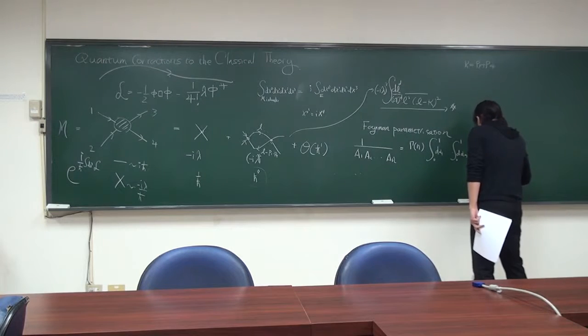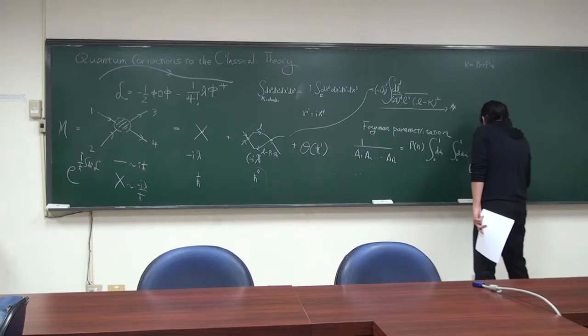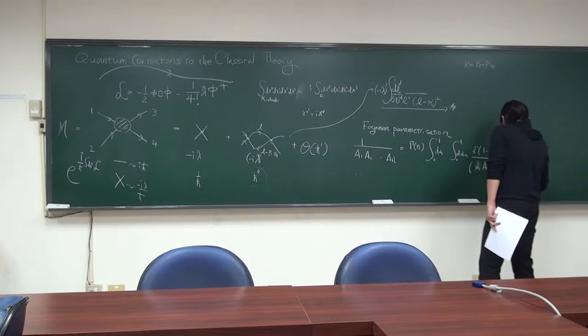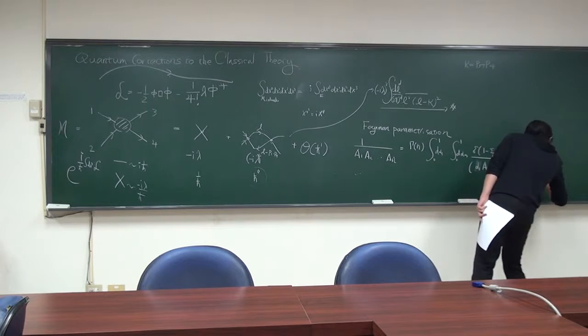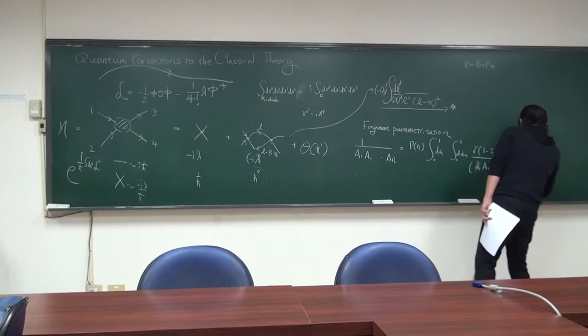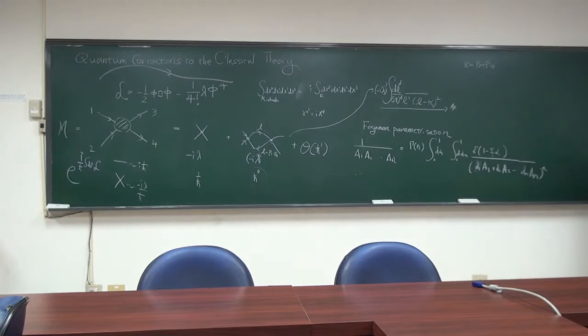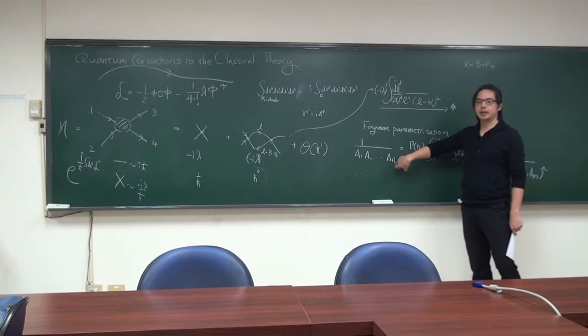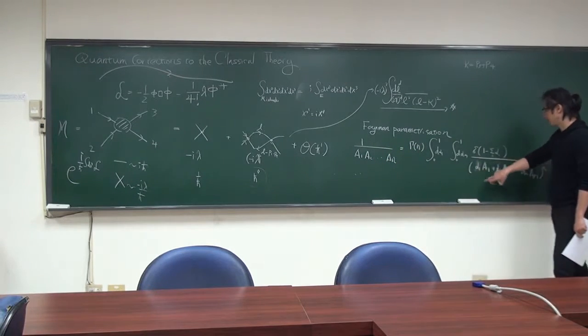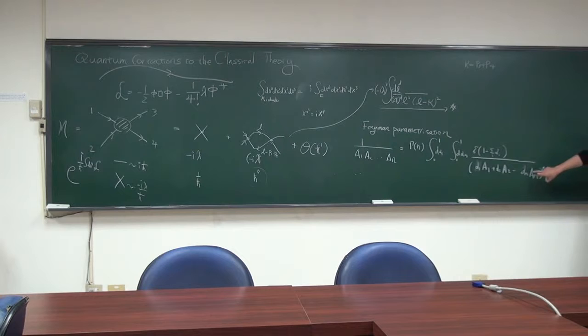Let me just write it down: alpha 1 A1 plus alpha 2 A2 plus alpha n An. This is an identity. Whenever you have any products of objects in the denominator, you can always write it in this form and then combine all the products with this parameter here.